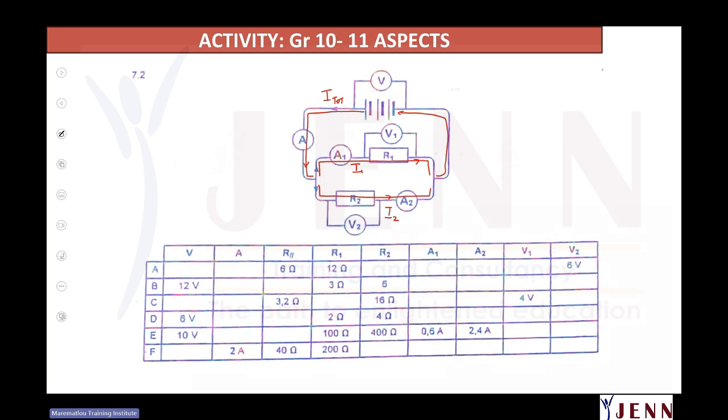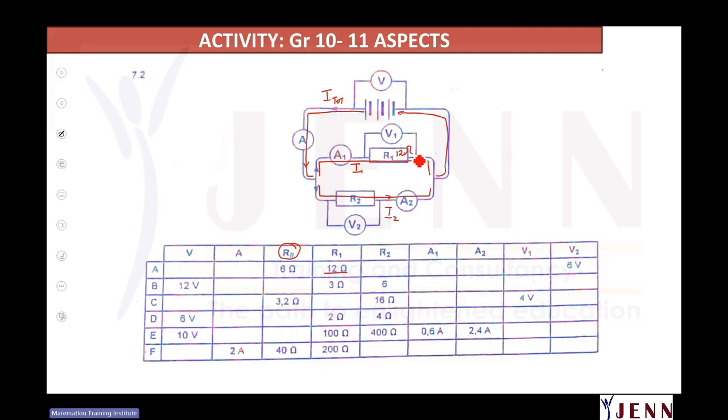So if we look at question A there, what we are given is the effective resistance in parallel. They say the effective resistance in parallel is 6 ohms. The resistance of resistor 1 is 12, so we have 12 ohms for resistor 1.